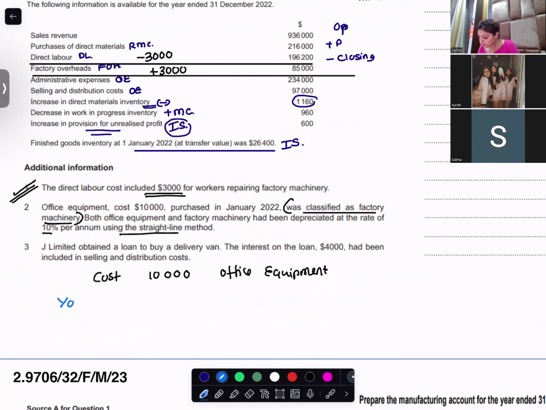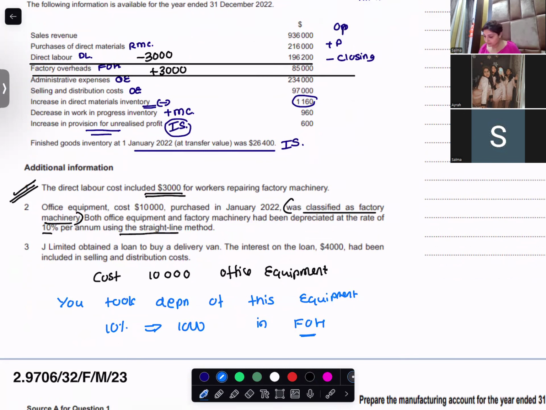Since you classified it as factory machinery, you took depreciation of this equipment. How much? 10% per annum on the straight line method, that means 1,000. You took depreciation of 1,000 in factory overheads. Is this correct or incorrect? Incorrect.